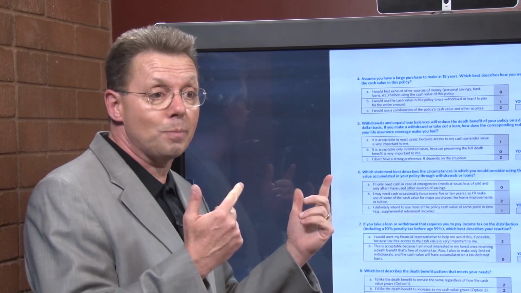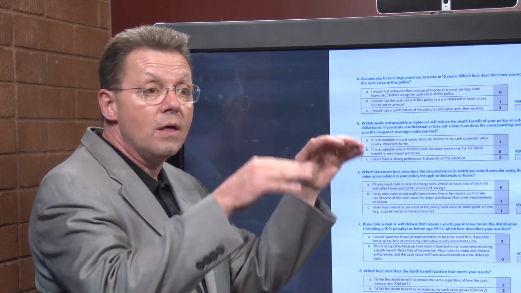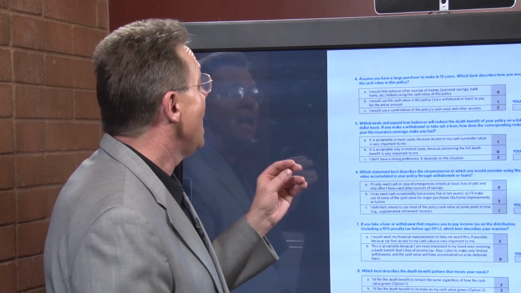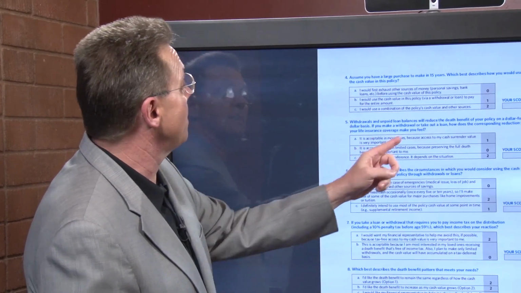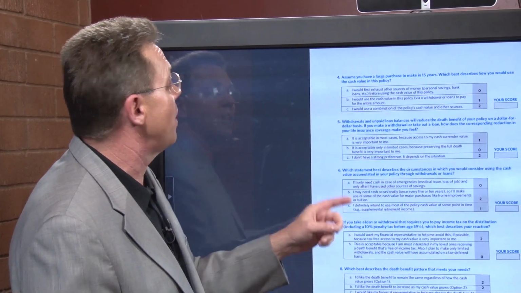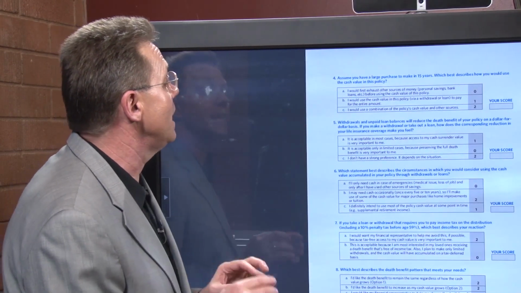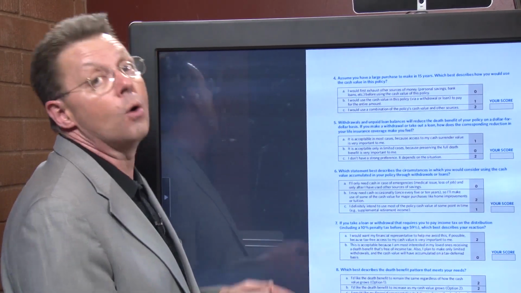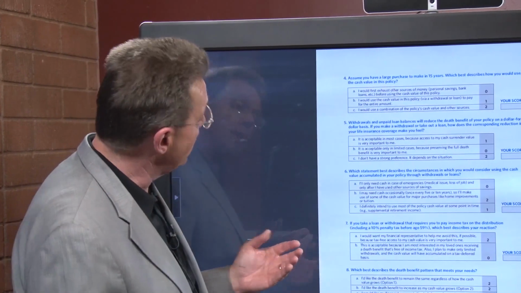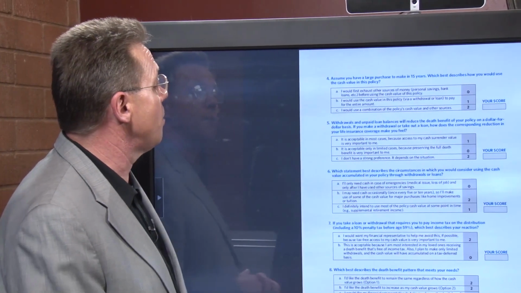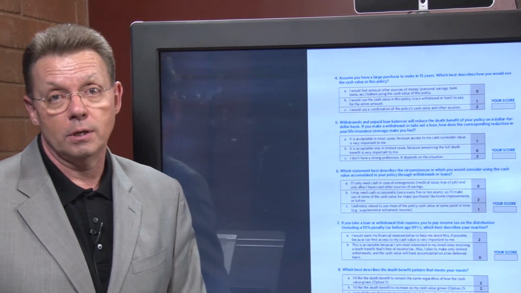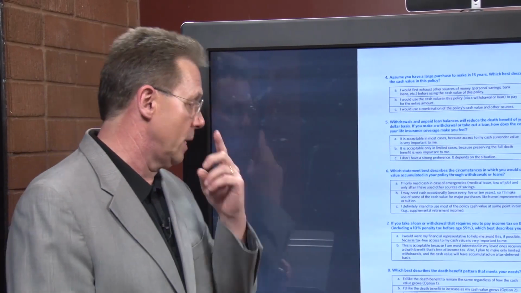So if you did access policy loans, if you did access withdrawals, that's going to lower your death benefit. Is it acceptable? It's acceptable in most cases because access to my cash value is very important to me, or it's acceptable only in limited cases because preserving the full death benefit is important to me. Or third, I don't have a strong preference, it depends on the situation. And of course, you'll score those appropriately.